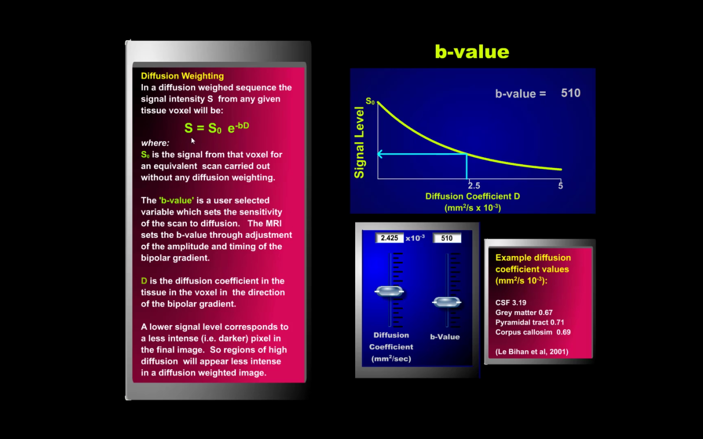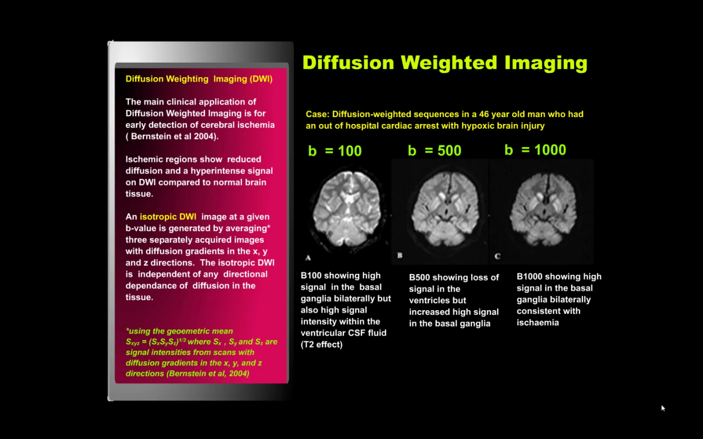All the formula is saying is that the signal that we expect to get is influenced by three different things. The degree of diffusion that's happening in the voxel, the sensitivity of the sequence to diffusion, which is determined by our B value, and S0, the signal that you would expect to get anyway in the absence of any sensitivity to diffusion. Okay?